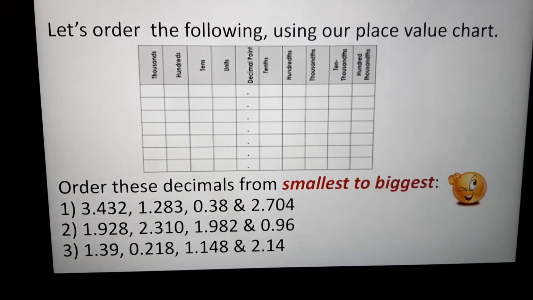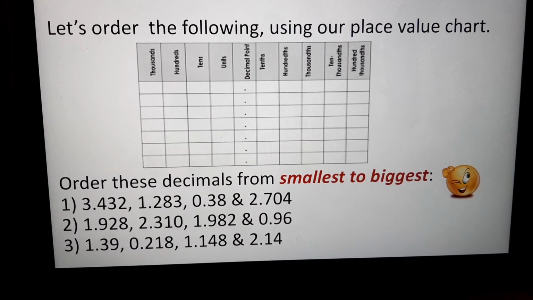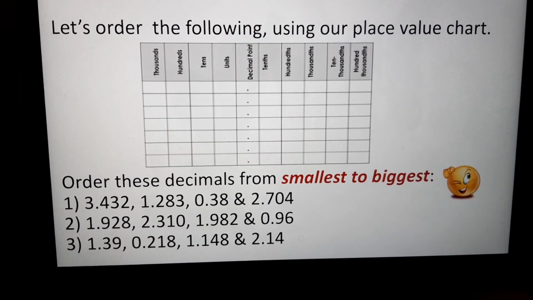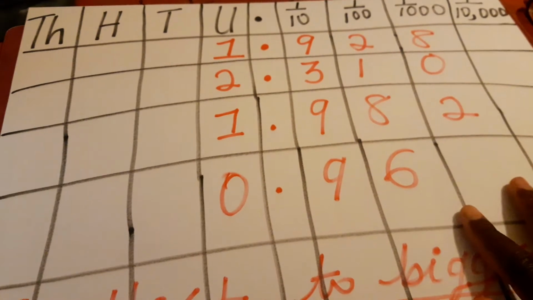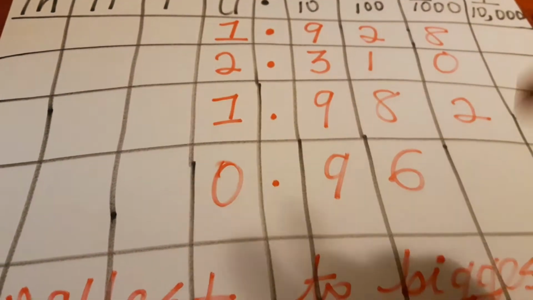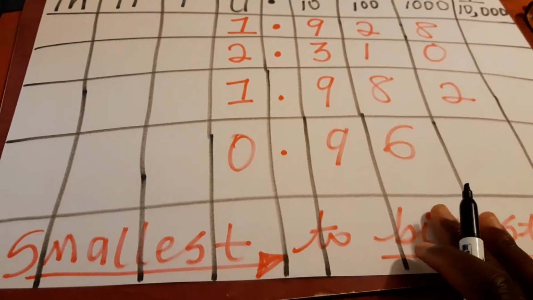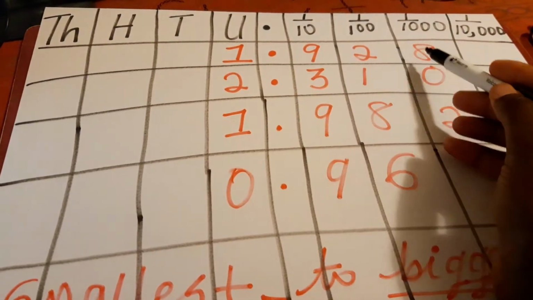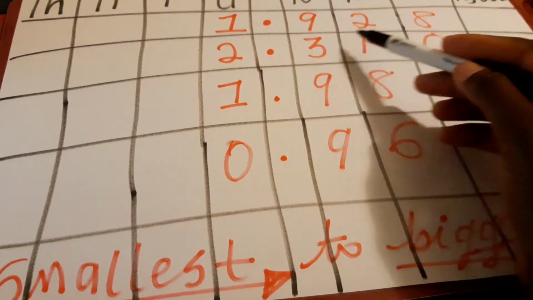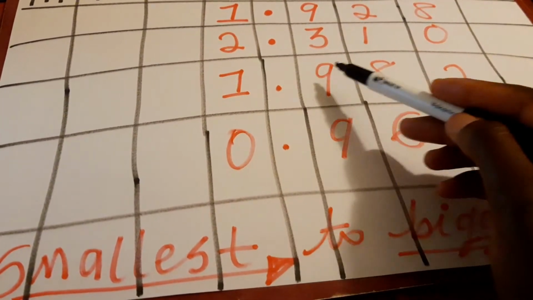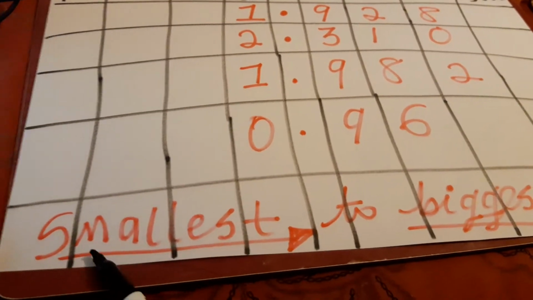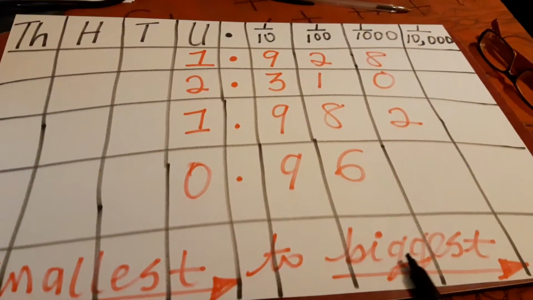So we are going to order some decimals using our place value charts, and we're going to order some of these from smallest to biggest. So here is my place value chart that I did earlier. Get my pen. So I've written in the numbers already. So first one is 1.928, 2.310, 1.982, and 0.96. And we are going to order them from smallest to biggest.